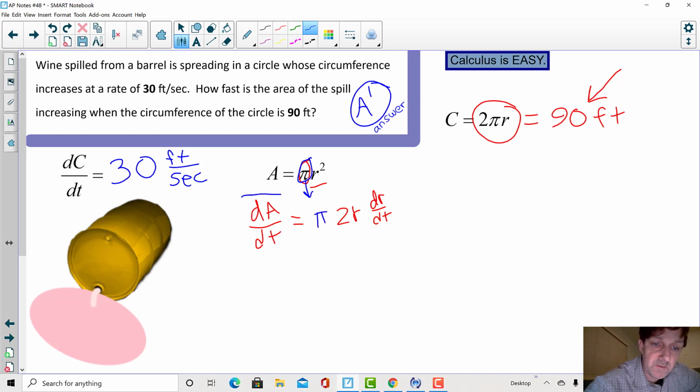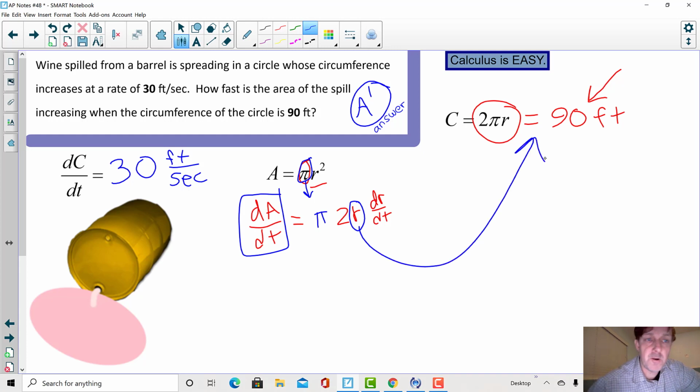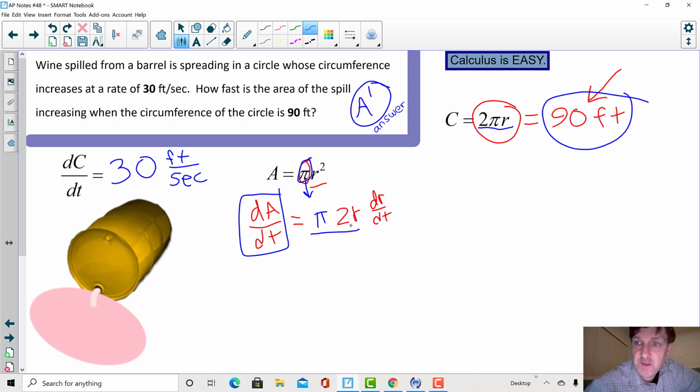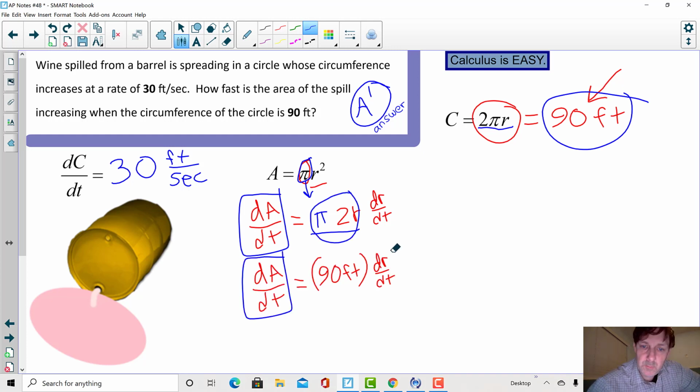And so this is our final answer, but you notice we've got to figure out what r is, and we've got to plug in the dr/dt. Now to find the r, we can solve this equation for r, or if you're really tricky, you'll see that there's a 2 pi r here and a 2 pi r here, so we can just trade the 90 feet for the 2 pi r. Now we still need dr/dt, which is r prime.